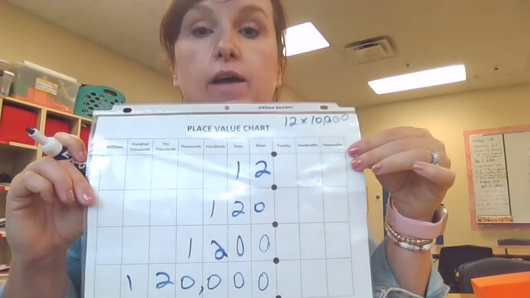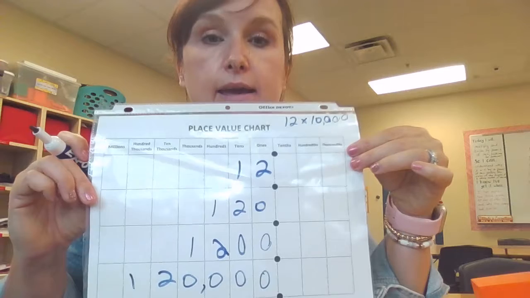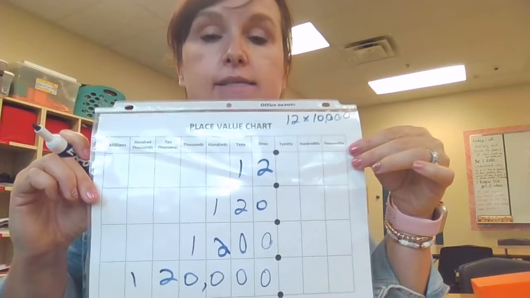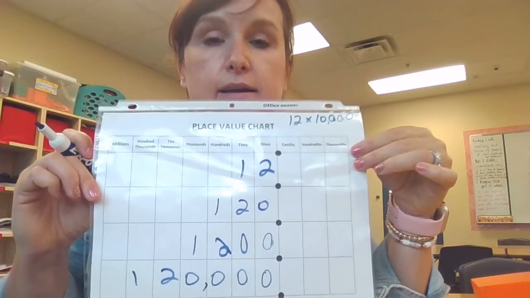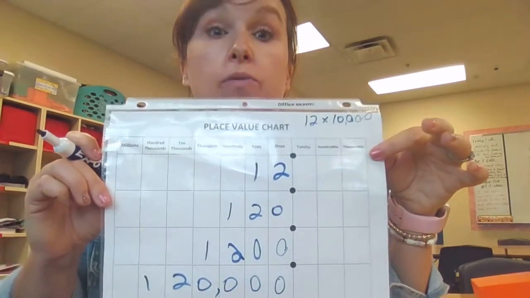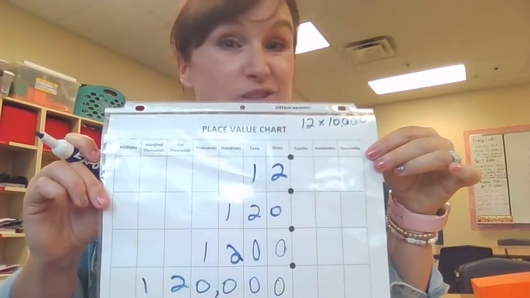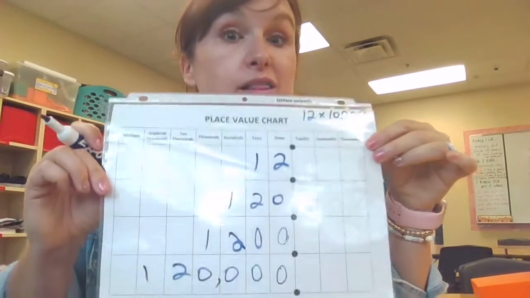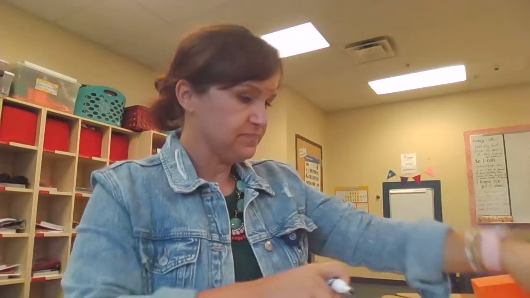Okay? So if you look, we can come up with a pattern. Now, sometimes people say that you add zeros to the end, but we don't do it that way. The real reason is because that doesn't work with decimals. So let me show you what I mean by that.